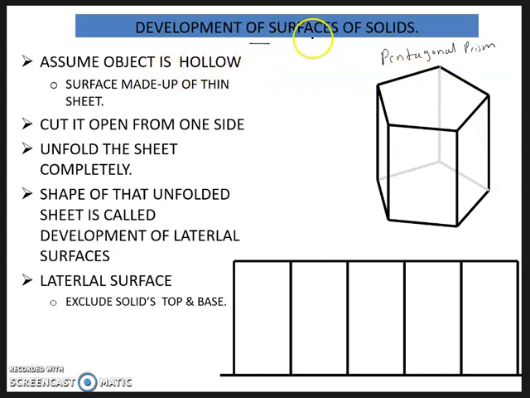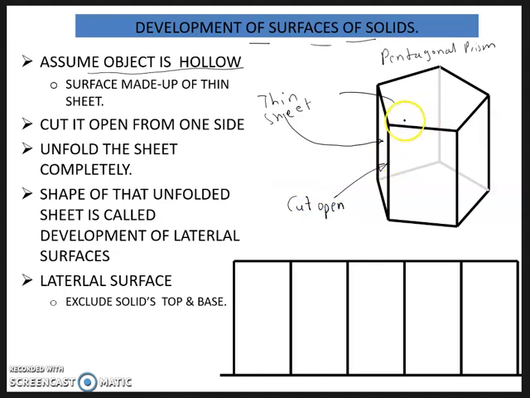Now when you do development of lateral surfaces of solid, you are going to assume that the solid object is hollow, and the entire surface is made of a thin sheet. So when you do development, you are going to cut open the solid from one of the sides. Suppose I cut open the solid from say side A, along this side, and I am going to unfold the surface of the solid and place it on the plane paper.